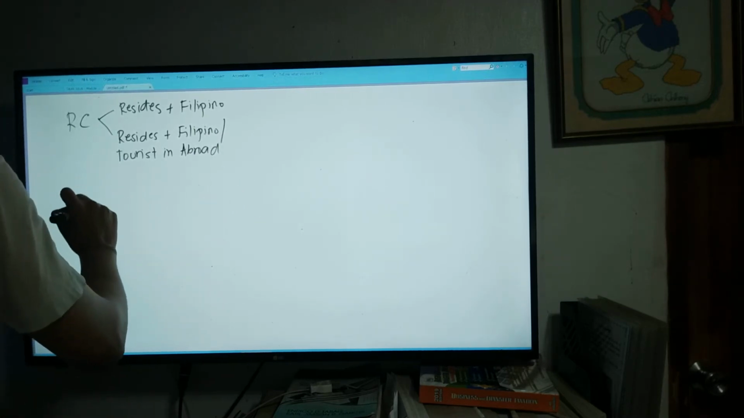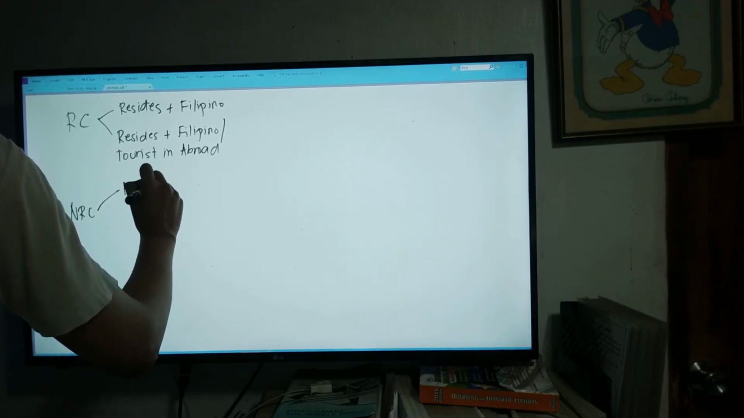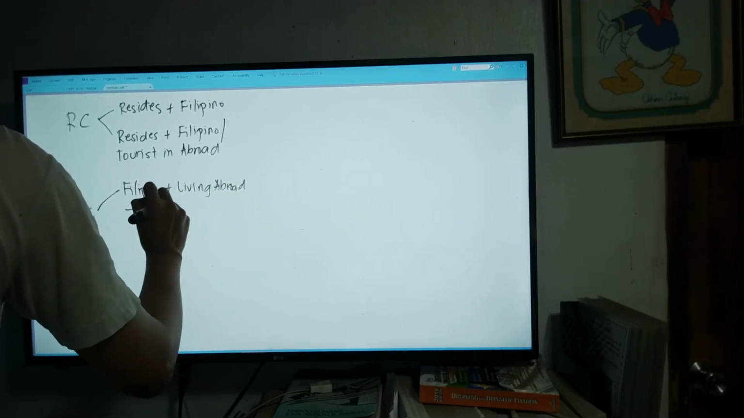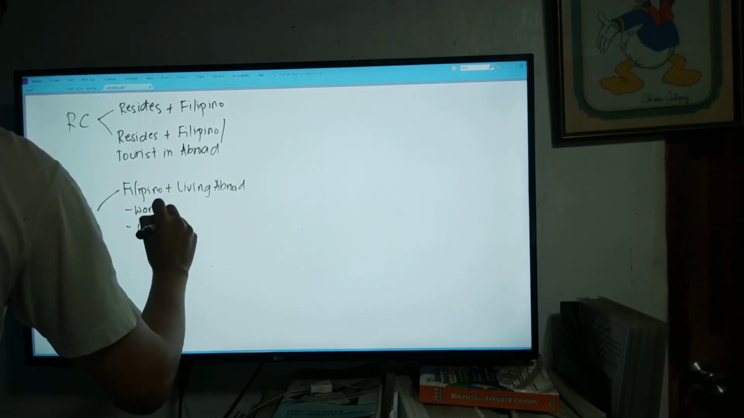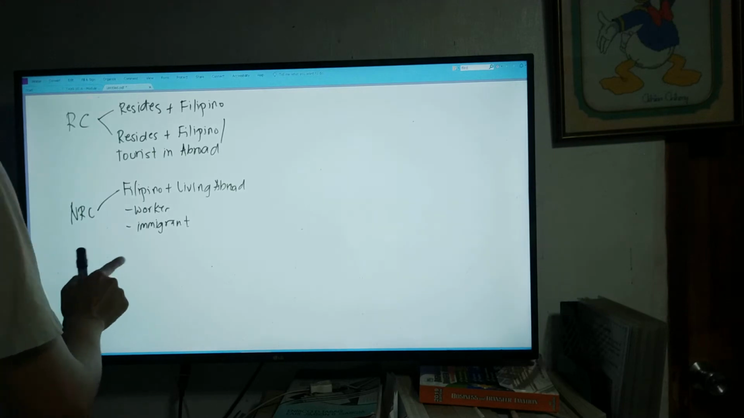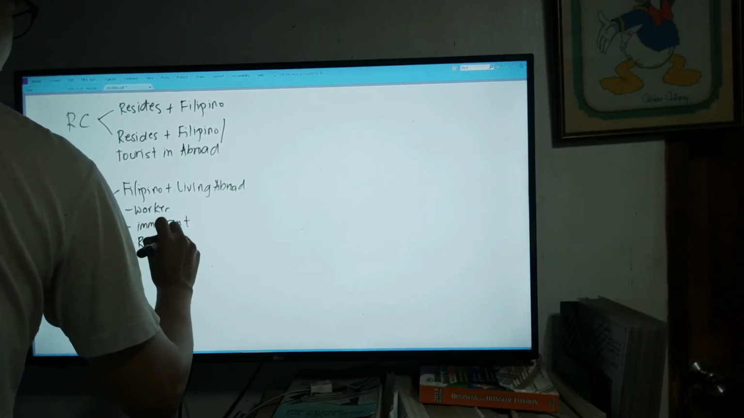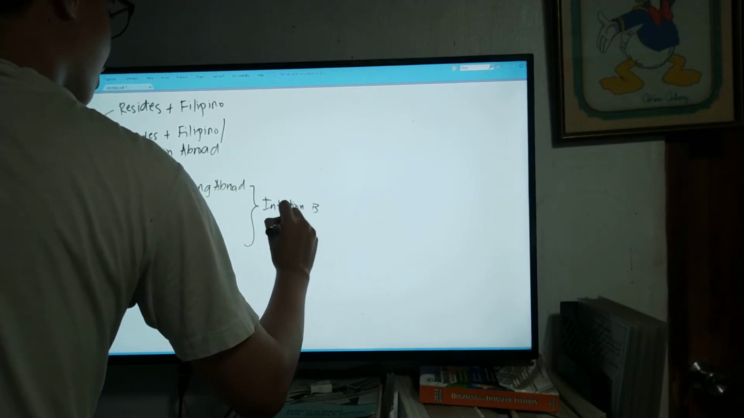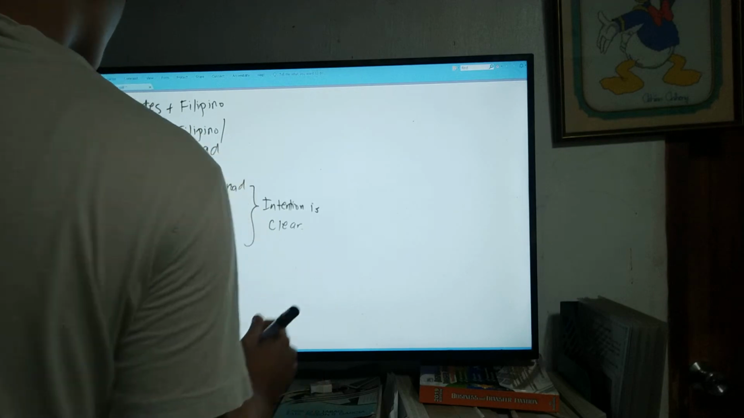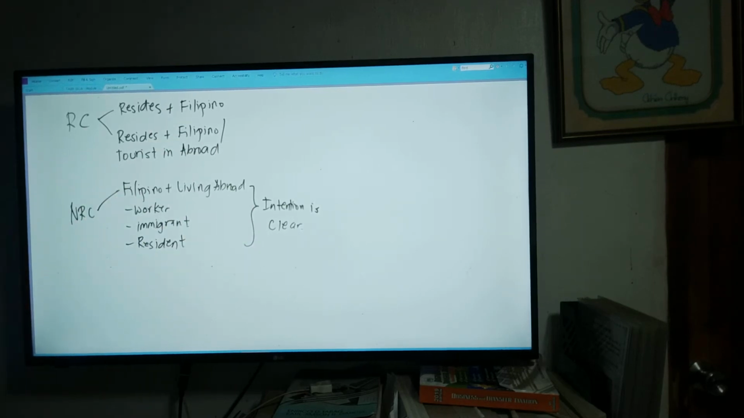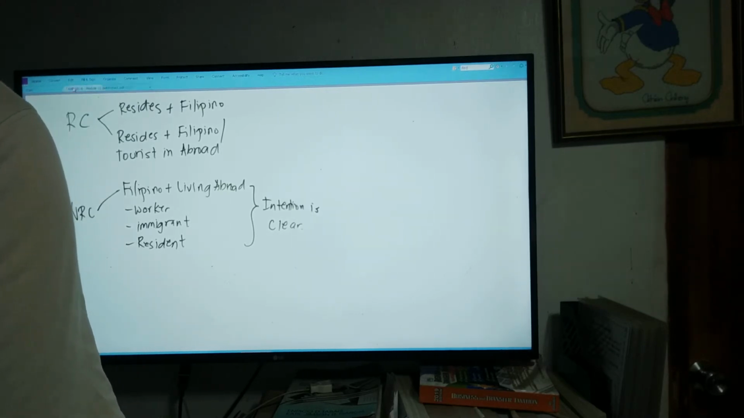Kapag naman ho NRC, okay, Filipino plus living abroad as a worker, immigrant, okay, and ayun, worker or immigrant or resident. Dito kasi, the intention is clear. Kung ang intention is to work, to become an immigrant or to become a resident abroad for a very long period of time, at nakikita natin yung intention na yun, no problem. They are classified as an NRC or non-resident citizen.